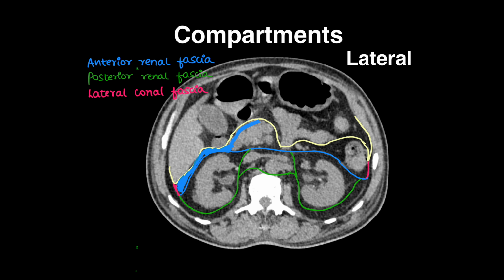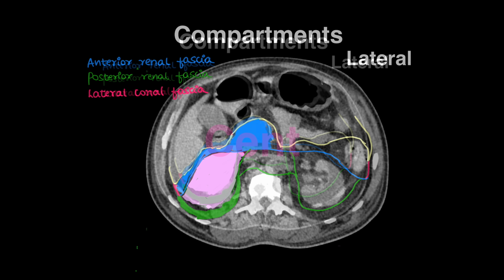Now we look at the spaces. This in blue is the anterior pararenal space. Here in green is the posterior pararenal space, and the kidney is contained in the perirenal space or perinephric space.